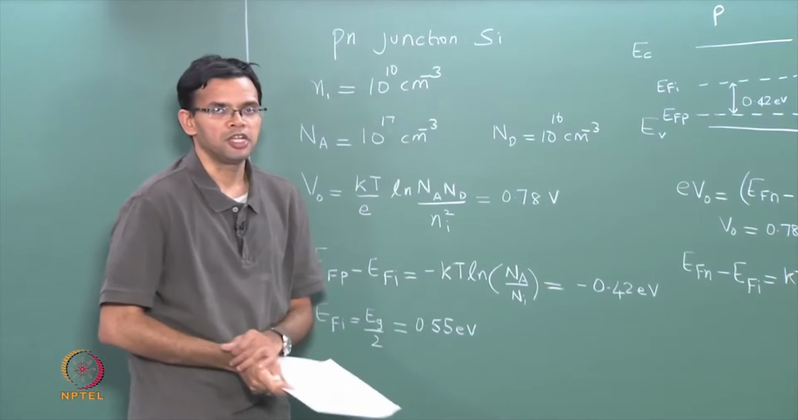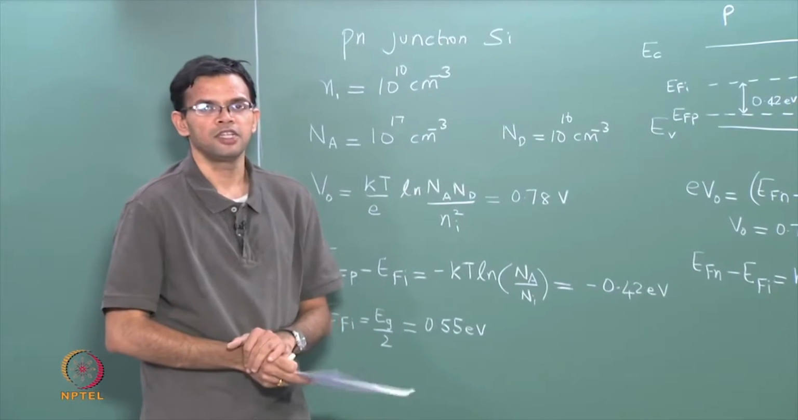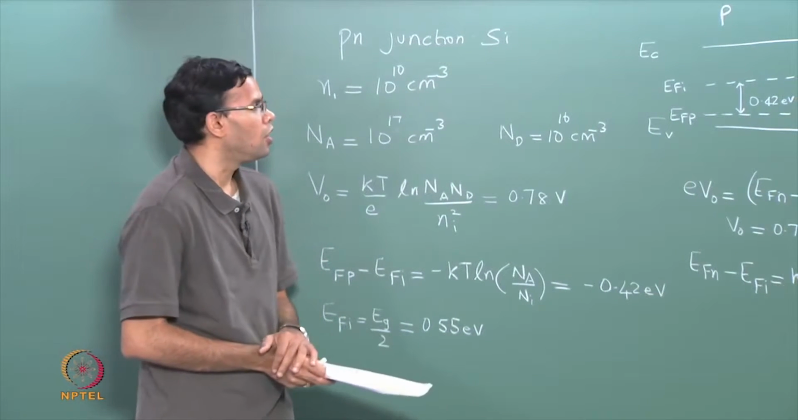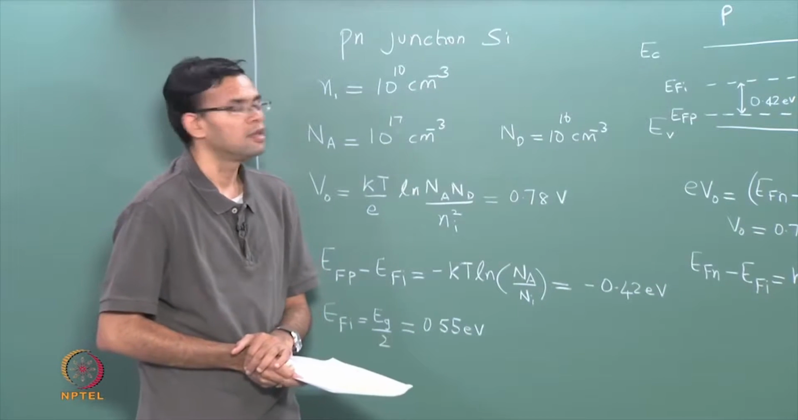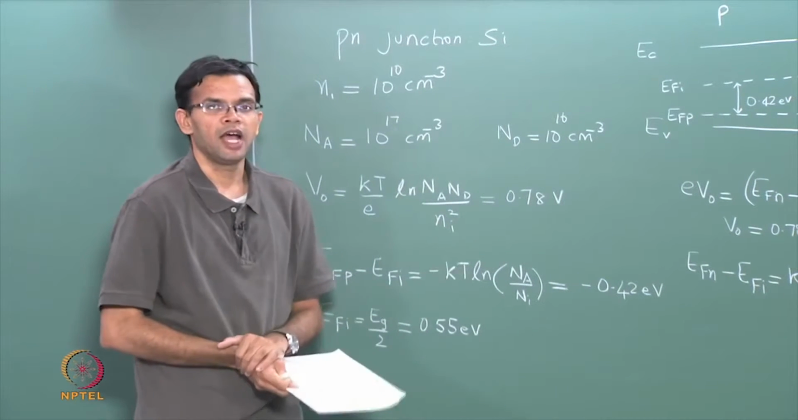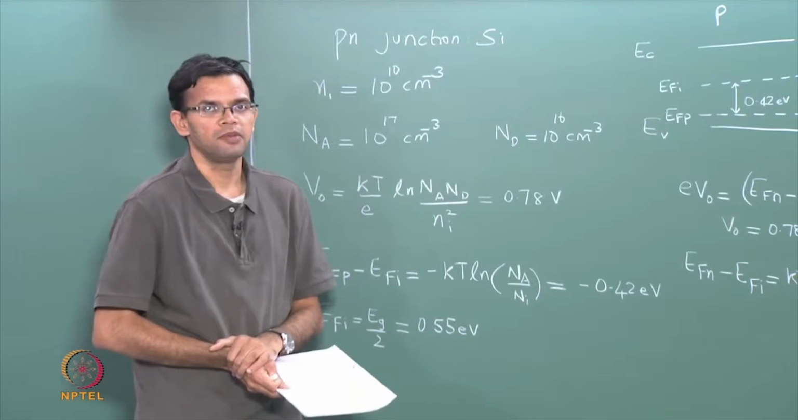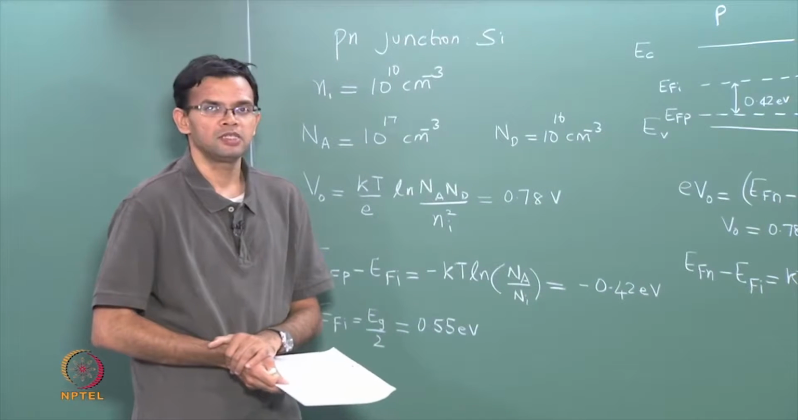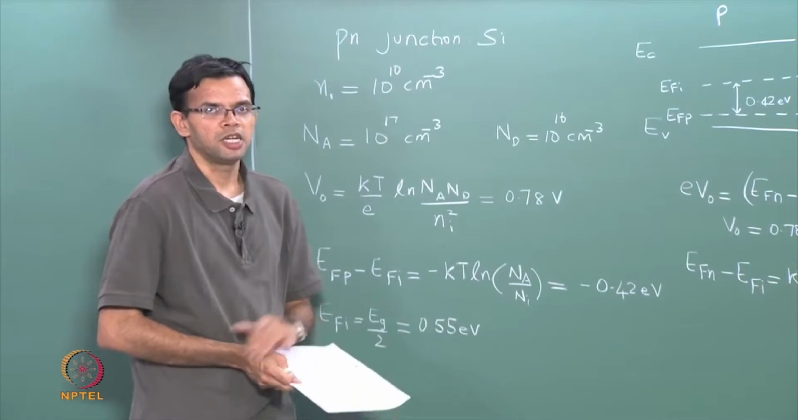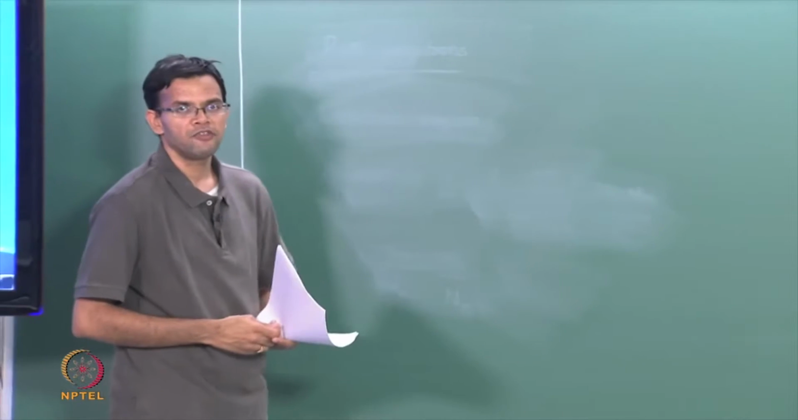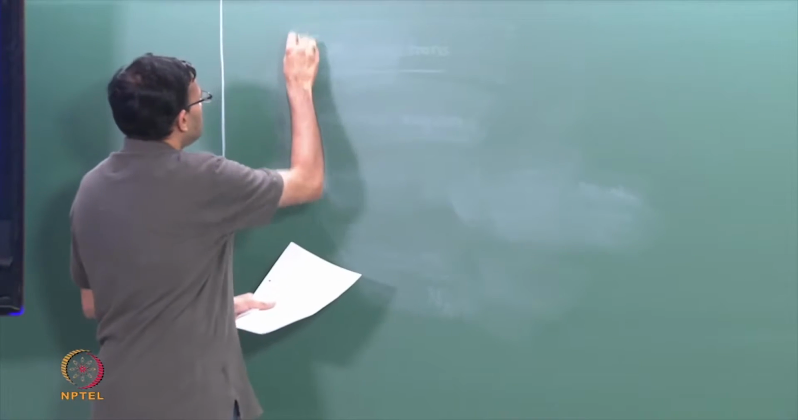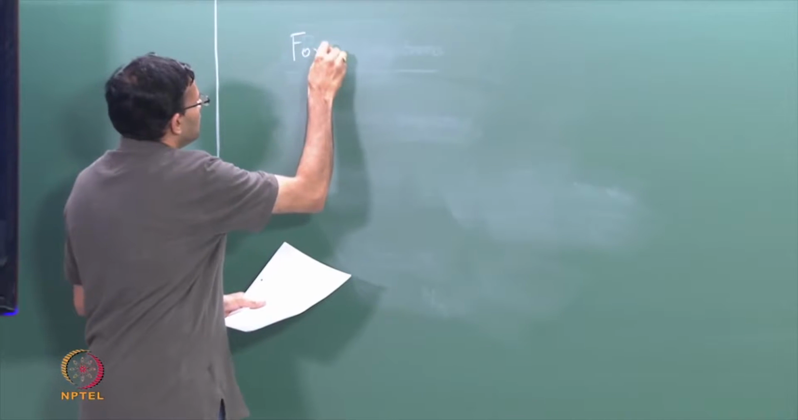So, the contact potential is nothing but the difference between the Fermi levels on the p and the n side. Now, this is all when we have a p-n junction in equilibrium. So, what happens when I bias my junction? So, the first thing we are going to look at is forward biasing the p-n junction.